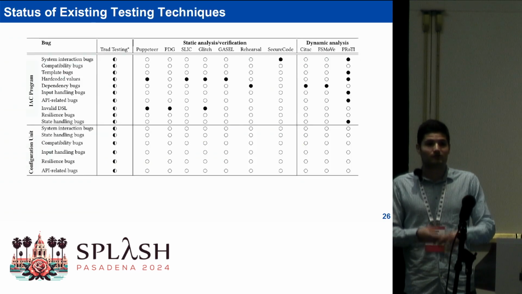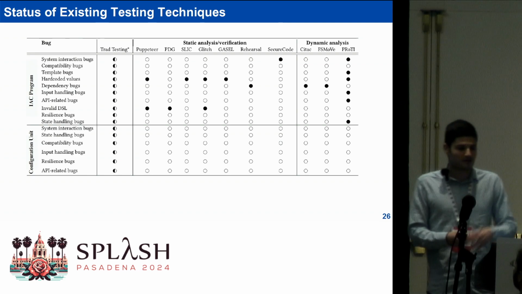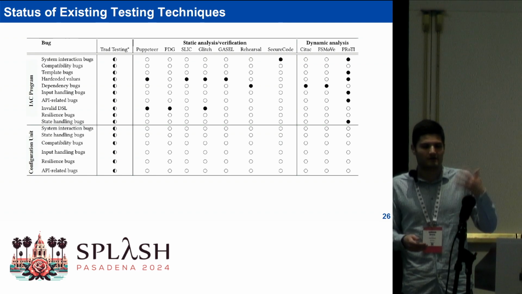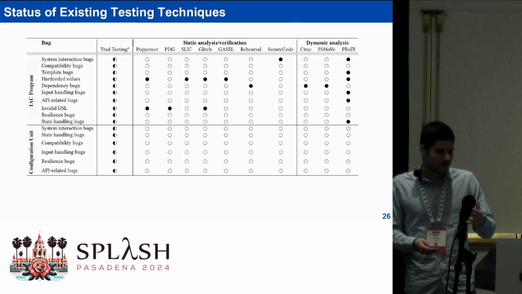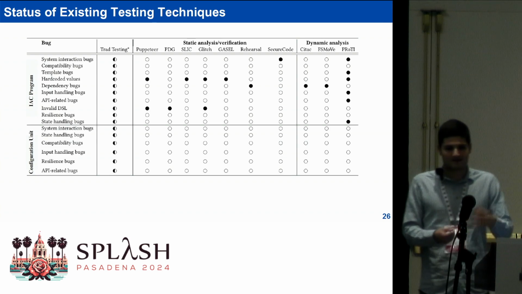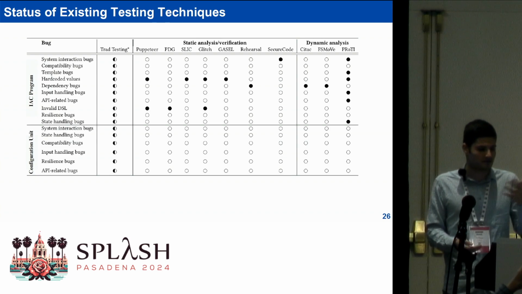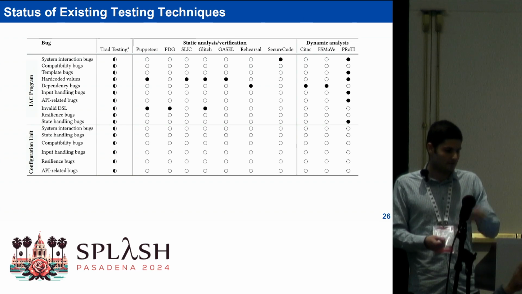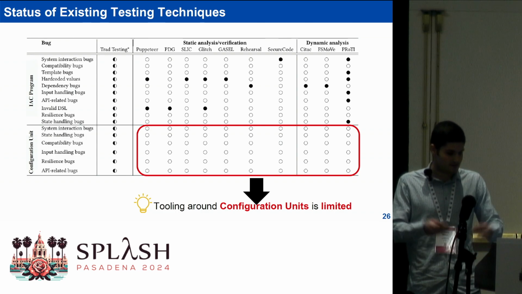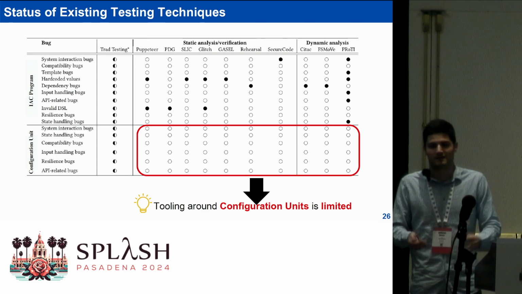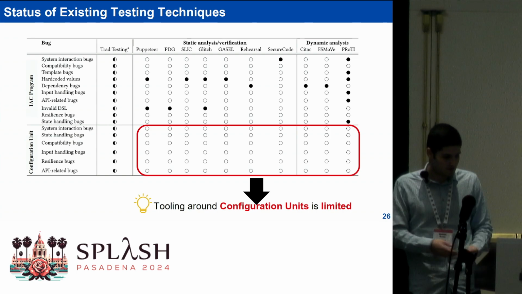Finally, in order to validate our initial assumption that tooling around improving the reliability of IaC is very limited, we conducted a survey evaluating whether existing testing techniques can detect a type of bug based on our root cause analysis. And what we found out is that there is limited tooling around finding configuration unit bugs.